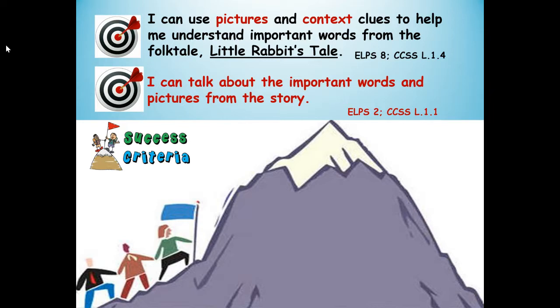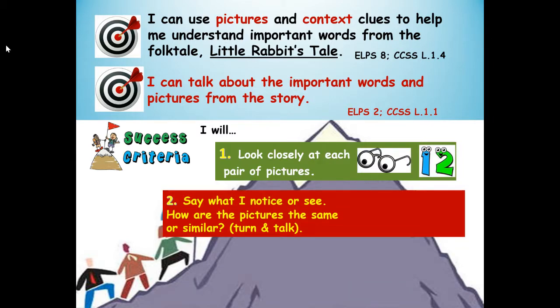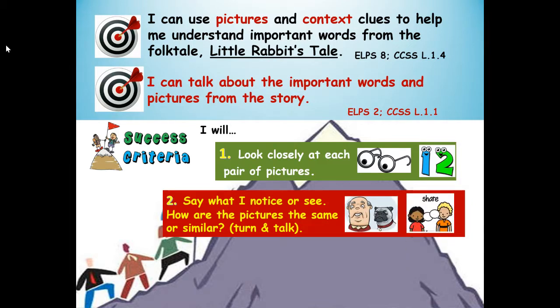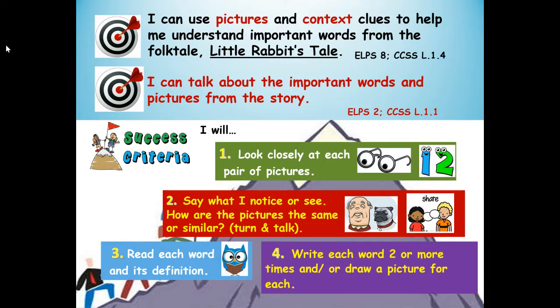Well, here are your steps to success. We're going to do it one step at a time. I will, number 1, look closely at each pair of pictures. Number 2, say what I notice or see. How are the pictures the same or similar? That's where you turn and talk. Number 3, I will read each word and its definition. And 4, write each word 2 or more times and draw a picture for each.